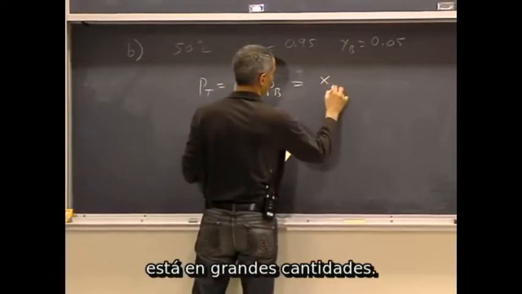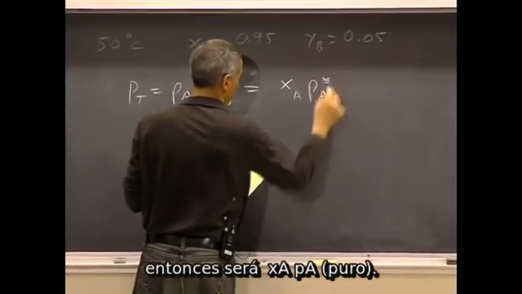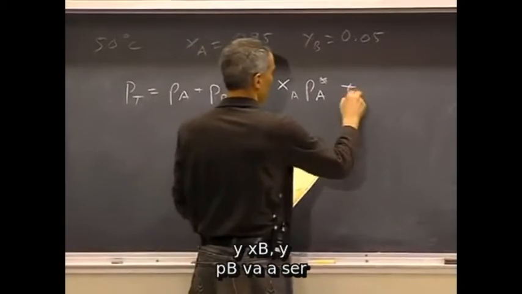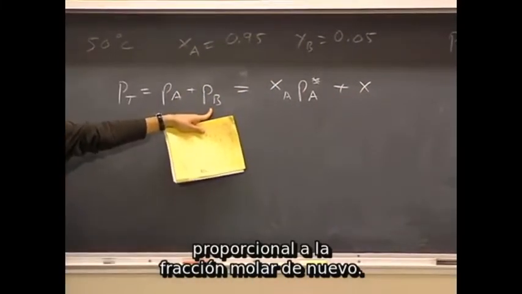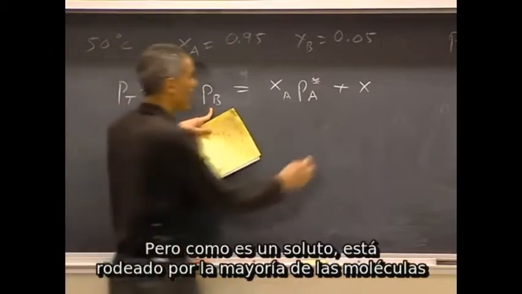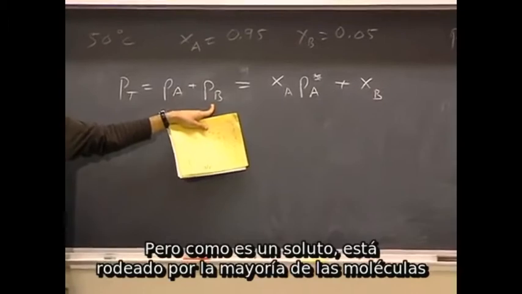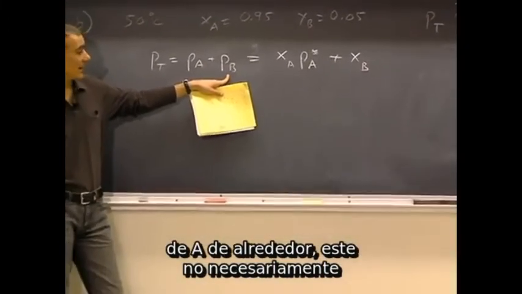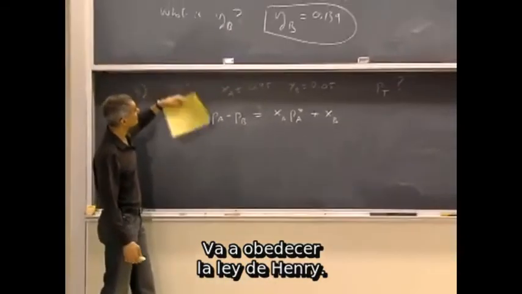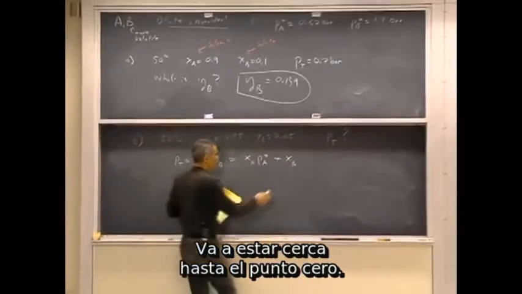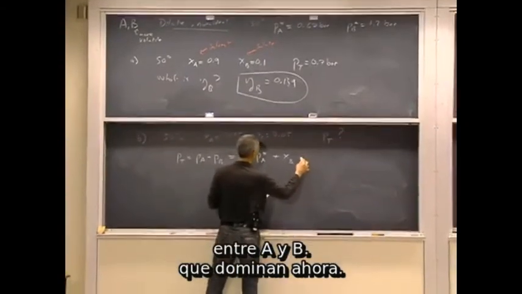It's in large quantities, so it's going to be XA PA star. And PB is going to be proportional to the mole fraction again. But because it's a solute, it's seeing most of the other molecules of A around. It's not necessarily going to obey Raoult's law. It's going to obey Henry's law, close to the 0 point. There's going to be a deviation because of the interactions between A and B, which dominate now.